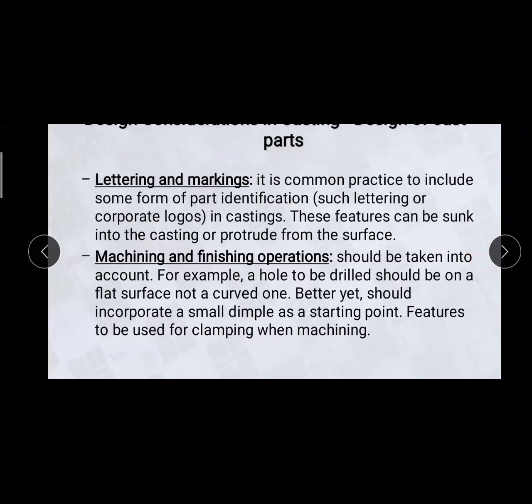So how the machining is to be done and how the finishing operations are to be performed should be taken into account. For example, a hole to be drilled should be on a flat surface. On a flat surface it can be drilled easily, but on a curved one it cannot be. Yes or no? Because there can be shrinkage cavities on the workpiece, or cracks can occur on the piece. So it is better to incorporate a simple dimple at the starting point only. When you are manufacturing a workpiece, it's better to make a small starting hole or a small identification mark. Also include features to be used for clamping when machining.